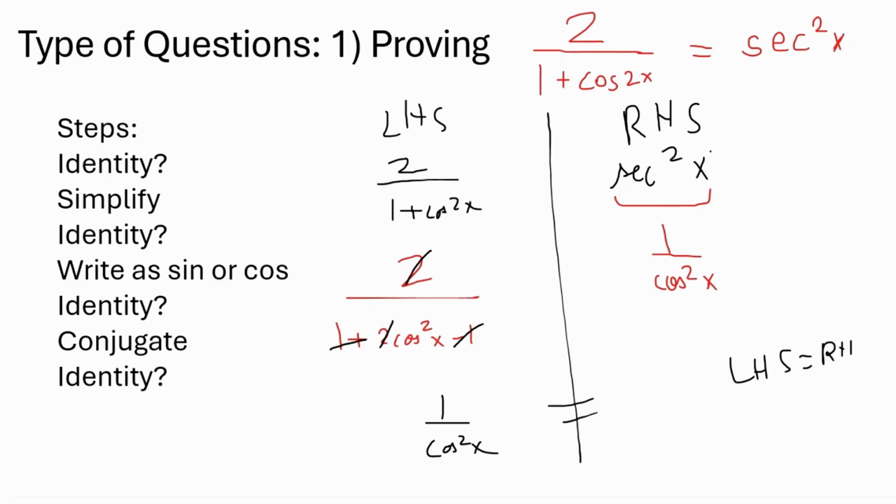Just chug identities wherever you can. Simplify, turn it into sine or cos, conjugate if you need to, and you know that they won't give you a wrong answer. You're not proving them wrong. You're always proving they're right. So whatever your RHS is, it has to equal that. So take it as a hint. If it's cos, make it cos. Take your other side as a hint of what you're trying to get.